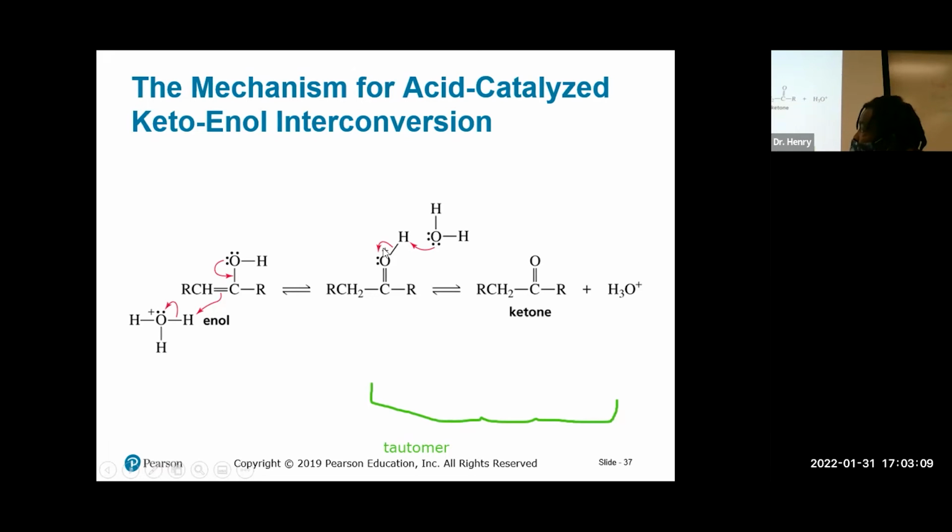We have this, and then we're going to have a plus here. Then this is going to allow for the removal of the hydrogen, and so you're going to end up with the hydronium ion as a result of that. You're going to end up with your ketone. So this double bond ends up resulting in a single bond. Right? Trade-off.